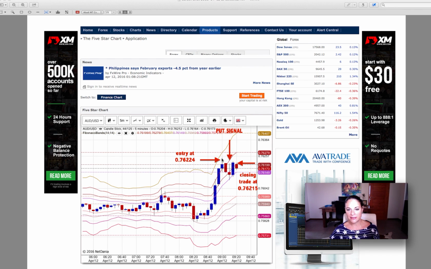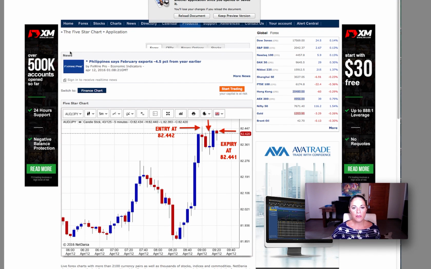If we look at the chart, we can see that we entered at the top part of the trade, and we exited lower, of course, having a significant amount of pips in our favor, and therefore we ended up being in the money.